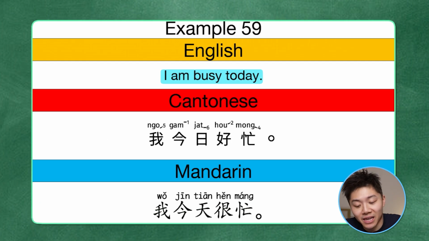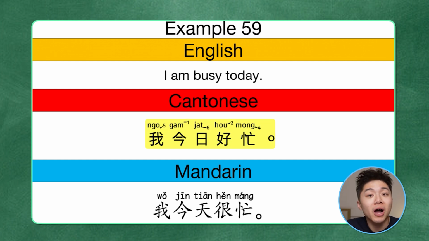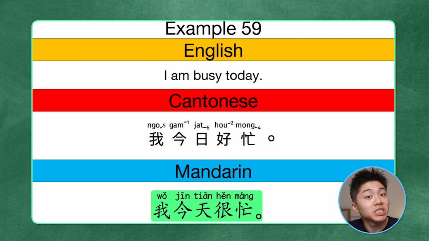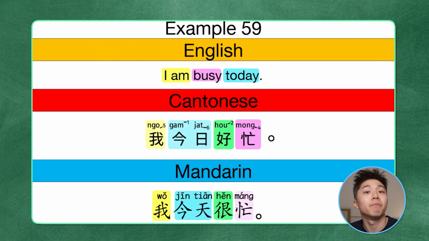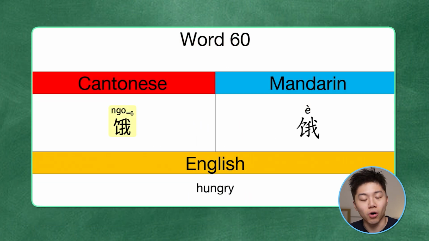I am busy today. 我今日好忙. In Mandarin, 我今天很忙. 我 is I. 今日 is today, in Mandarin 今天. 好 means very, in Mandarin 很. 忙 means busy, in Mandarin 忙. Next, hungry, in Mandarin 餓.